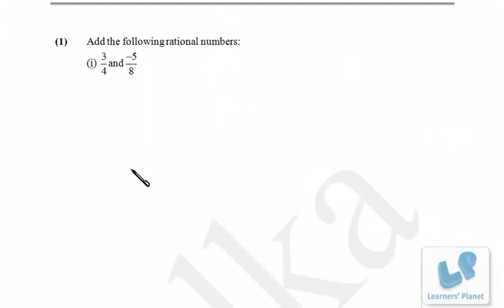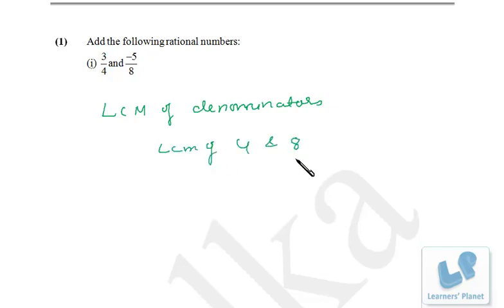Now friends, let's take the cases when the denominators of the rational numbers are different, right? Here it is 4 and here it is 8. So what is the first step? You have to find out the LCM of denominators, right? So LCM of 4 and 8. And how do we find that? That you have learnt in your junior classes. So LCM of 4 and 8 will be 8.